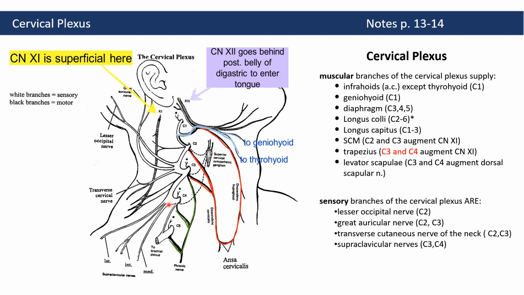The sensory branches are these white branches that I've shown: the lesser occipital going up the posterior border of the sternocleidomastoid, the great auricular nerve towards the base of the ear, the transverse cervical, and then the supraclaviculars. And you can see the roots of each of those listed here.